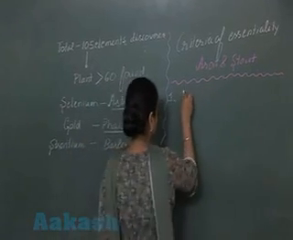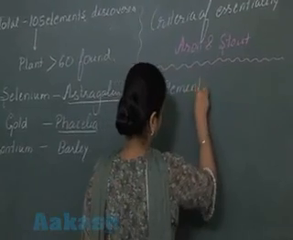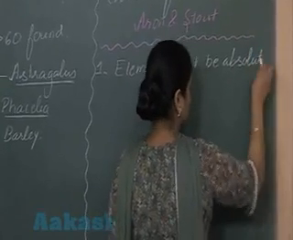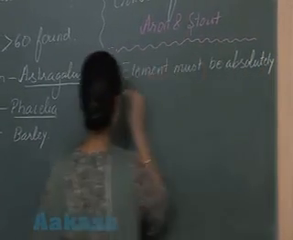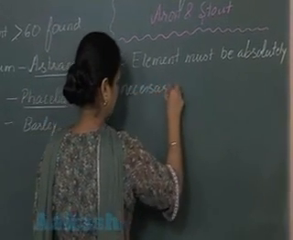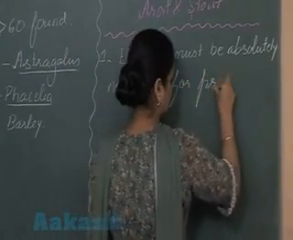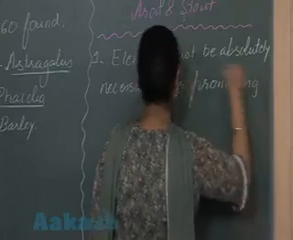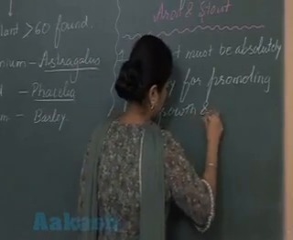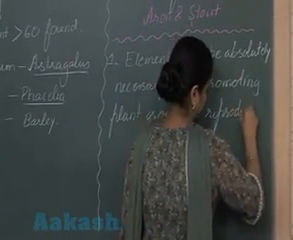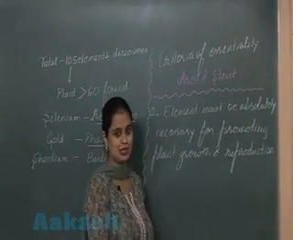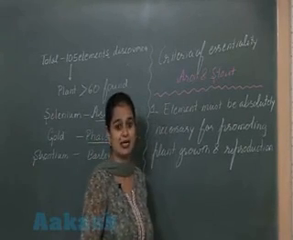So the first one, element must be absolutely necessary for promoting plant growth and reproduction. मतलब कि अगर प्लांट के अंदर इस एलिमेंट की एब्सेंस होगी, प्लांट इज नॉट एबल टू कंप्लीट इट्स लाइफ साइकिल और सेट सीड्स.